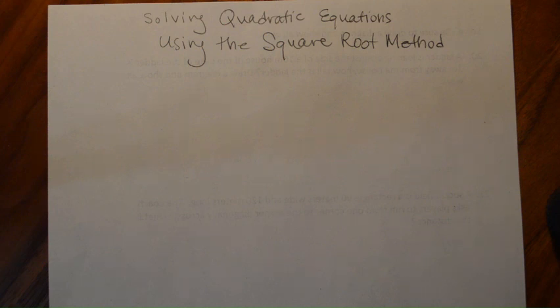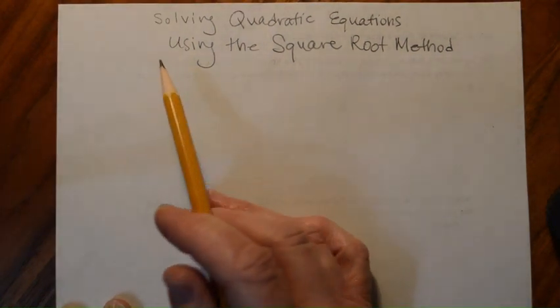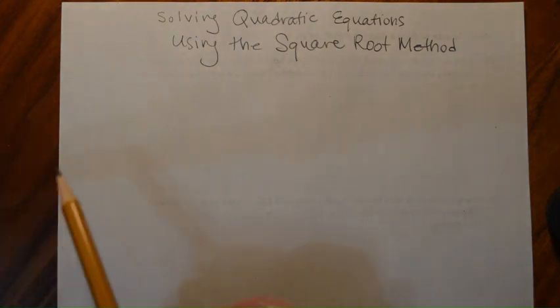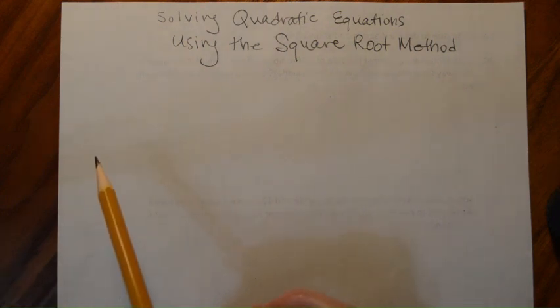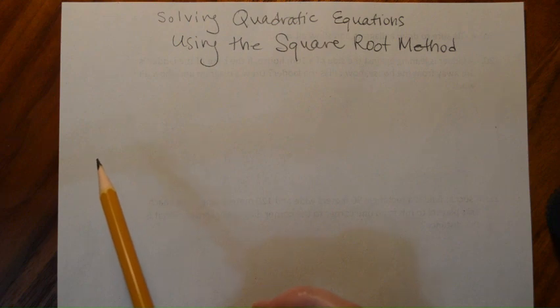Hello. Let's talk about solving quadratic equations using the square root method. First, let me point out that so far we have solved quadratic equations one way only, and that is factoring. Factoring is wonderful when it works because if it's possible, it's probably the easiest method to use. But sometimes there are easier methods, and sometimes the quadratic we're given doesn't factor. And so we have to find other ways to solve it.